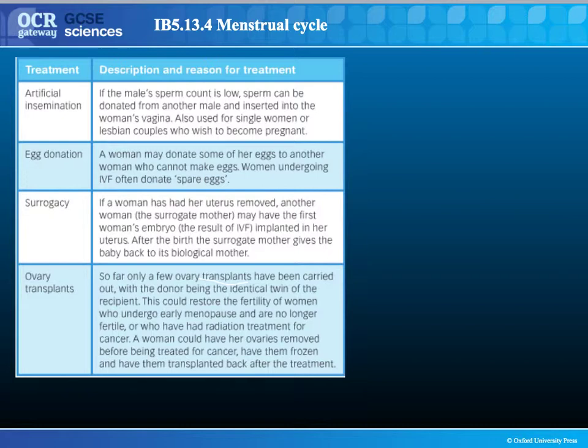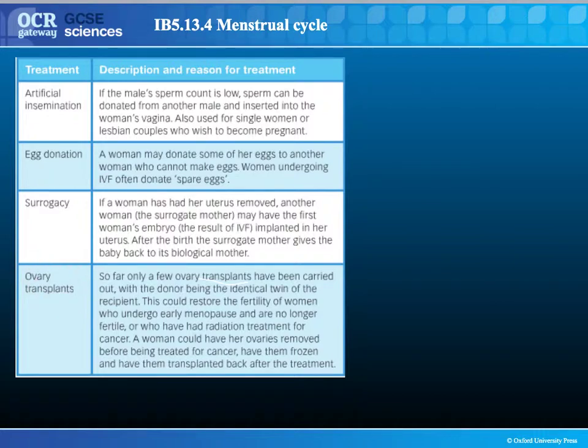The third treatment is surrogacy. Now, this can happen for various different reasons, including the removal of the uterus, and another woman, which we call the surrogate, will have the first woman and their partner's embryo, which has been created by IVF, implanted into the uterus, and they will carry the fetus throughout the pregnancy, give birth, and then the surrogate mother will give the baby to the biological mother.